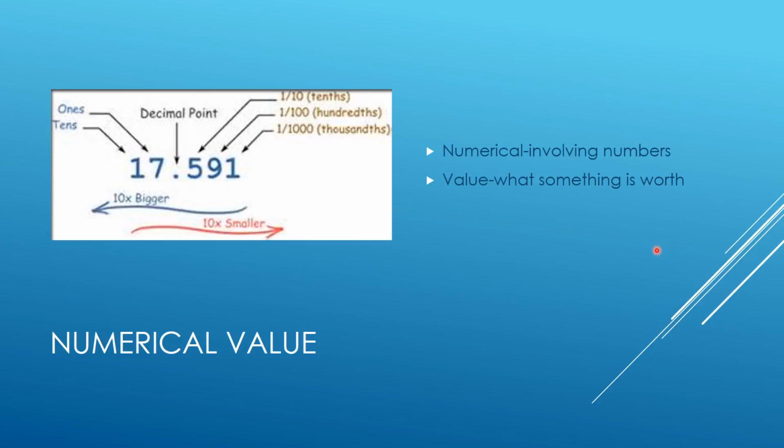Numerical value means, let's break it down. Numerical means involving numbers. Value is what something is worth. So the numerical value is a number that shows what something's worth. So our numerical value, we just use numbers to show what something's worth.